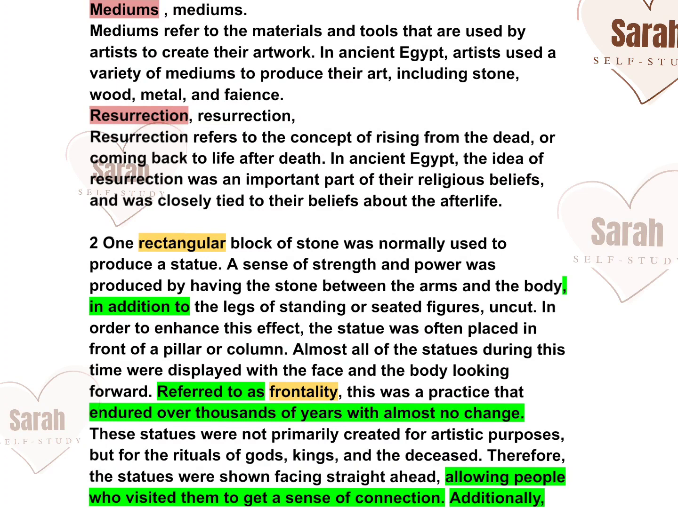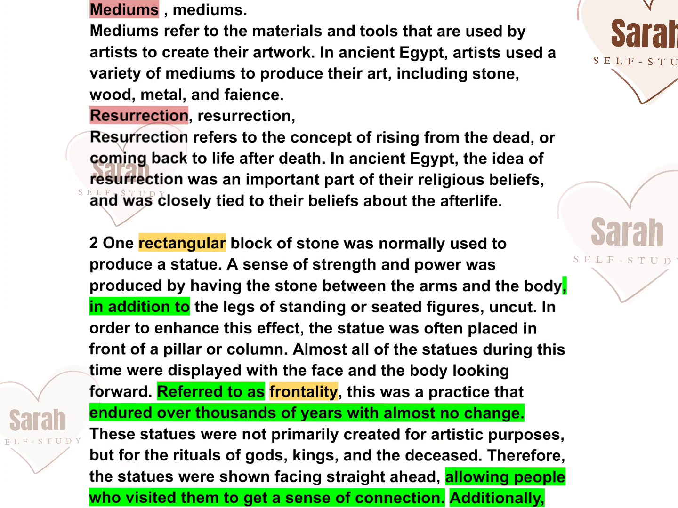Resurrection refers to the concept of rising from the dead, or coming back to life after death. In ancient Egypt, the idea of resurrection was an important part of their religious beliefs, and was closely tied to their beliefs about the afterlife.